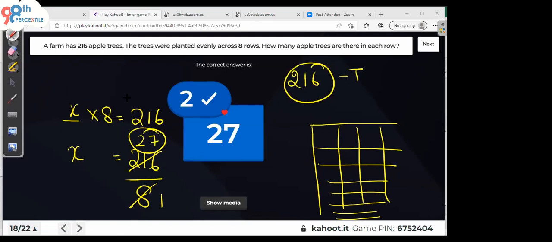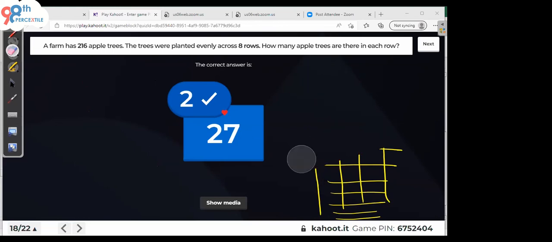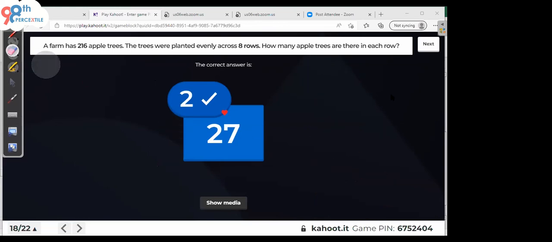So you can consider this as dash times 8 is equal to 216, or you can think of it as 216 over 8 would give us the value that is required. So that is how we do this question. It's a question of multiplication and division. Remember the rows and the columns, how we are doing this.